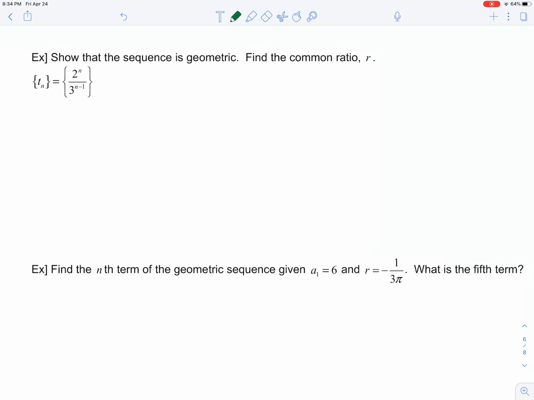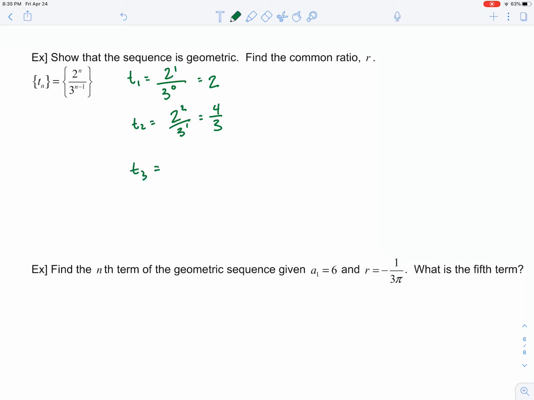So let's go ahead and write out the first few terms, then we can divide them and see if we get the same thing every time, which we should. So t sub 1, the first term, would be 2 to the first power over 3 to the 0 power, right? Because 1 minus 1, so that would be 2. Okay, then t sub 2 would be 2 squared over 3 to the first power, so 4/3.